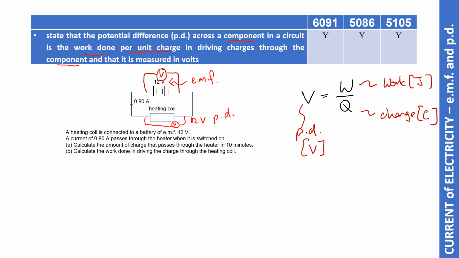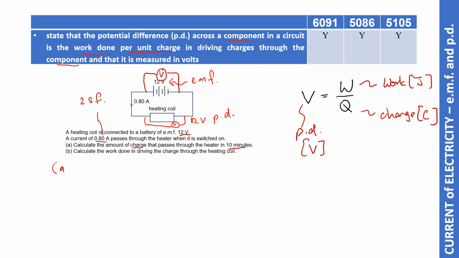So having said that, how do we apply this formula? We have a question here. The battery has an e.m.f of 12 volts, and a current of 0.80 amperes passes through the heater. Notice that it says 0.80, which means that it's emphasizing two significant figures. All right. So calculate the amount of charge that flows through in 10 minutes.